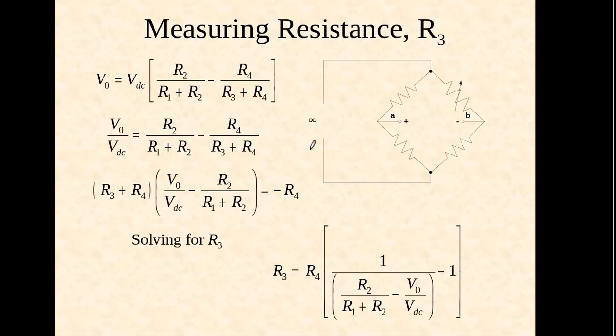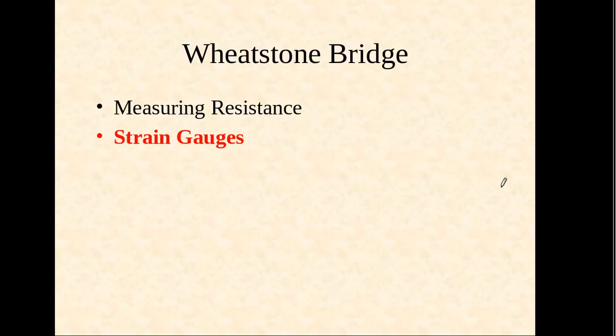So we are measuring a resistance at R3. V out is equal to VDC times R2 upon R1 plus R2 minus R4 upon R3 plus R4. So V output upon VDC is equal to R2 upon R1 plus R2 minus R4 upon R3 plus R4. So R3 plus R4 multiplied by V output upon VDC minus R2 upon R1 plus R2 is equal to minus R4. Solving for R3, we can easily get that R3 is equal to R4 multiplied by 1 upon R2 upon R1 plus R2 minus V0 upon VDC, minus 1. Okay, so this was the basic rule.